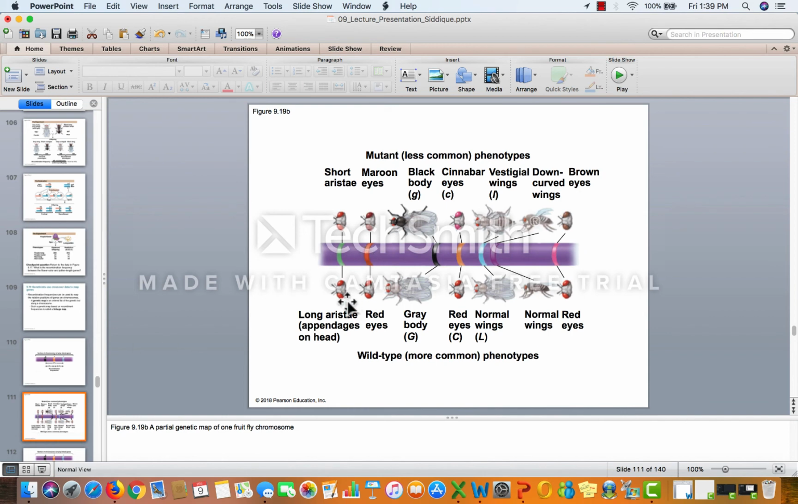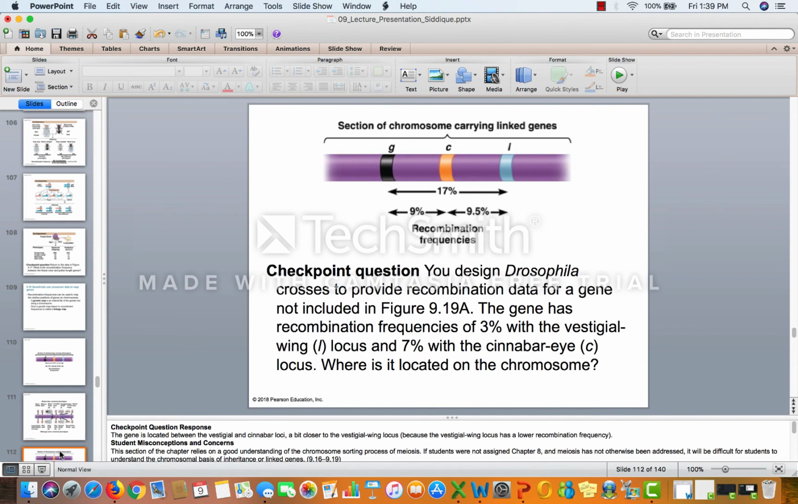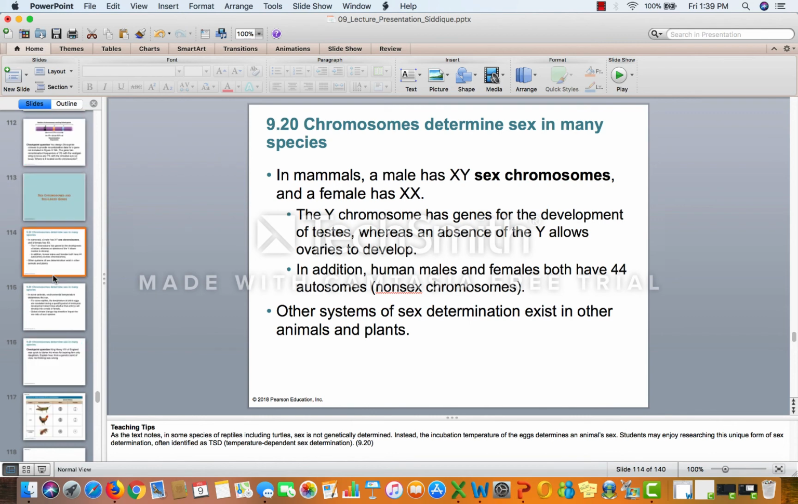So we take the mutant traits: short aristae, maroon eyes, black bodies, cinnabar eyes, vestigial wings, down-curved wings, and brown eyes. With all of these, we can compare with the wild type, the more common appearances: red eyes, normal wings, gray bodies. We look at those and determine their frequency. If you design an experiment to provide recombination data, the gene has a recombination frequency of 3% with the vestigial wings. Which is this? Whoops, oh man, what just happened?